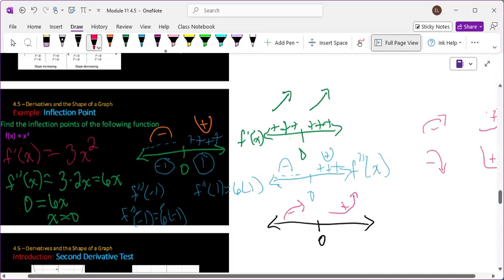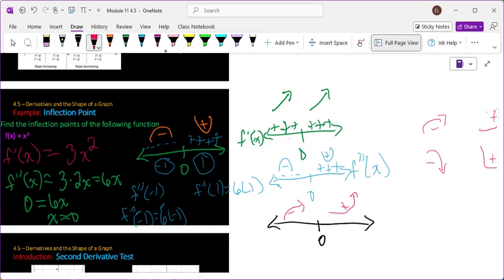So after doing our second derivative test, doing the number line, we show the concavity goes from negative to positive. So x equals 0, which is the point (0, 0), is an inflection point.